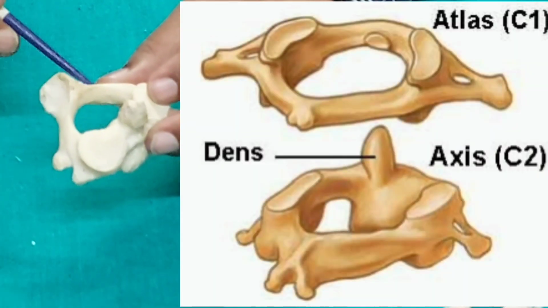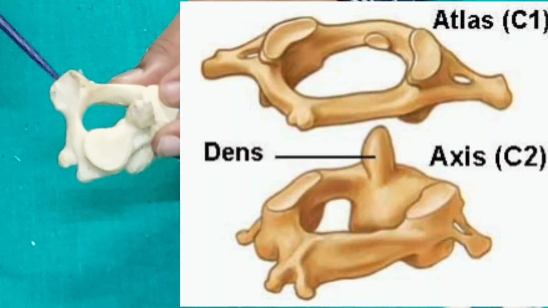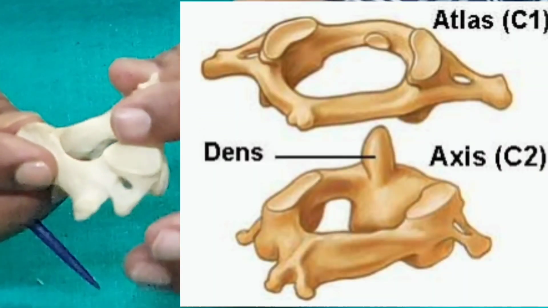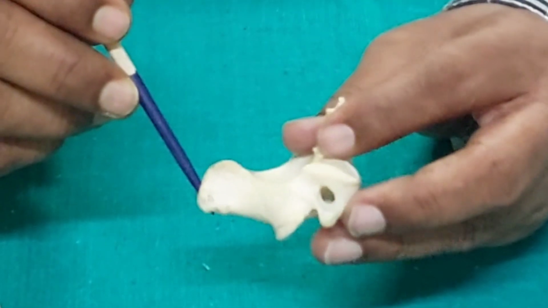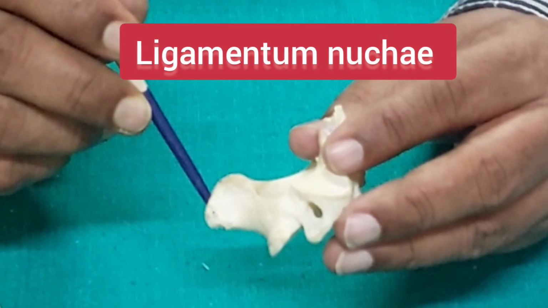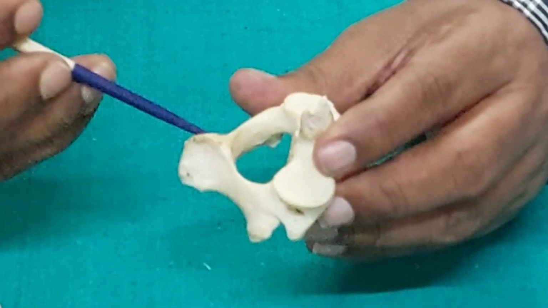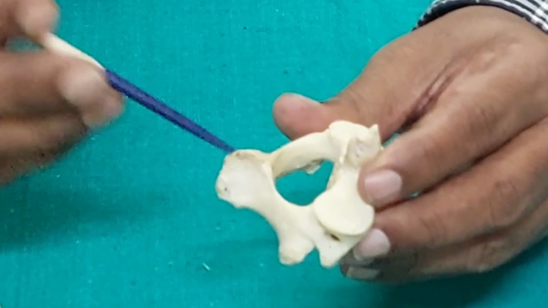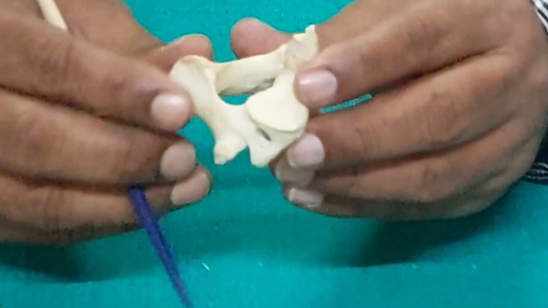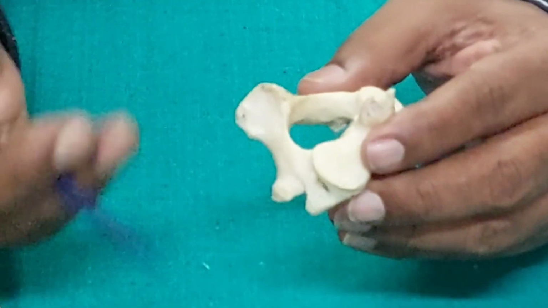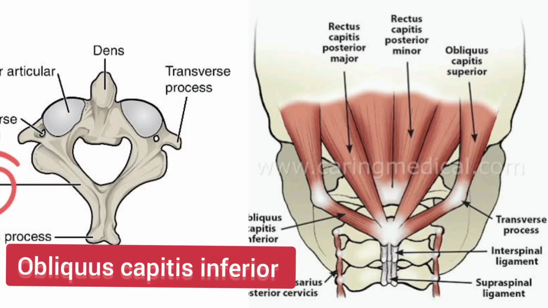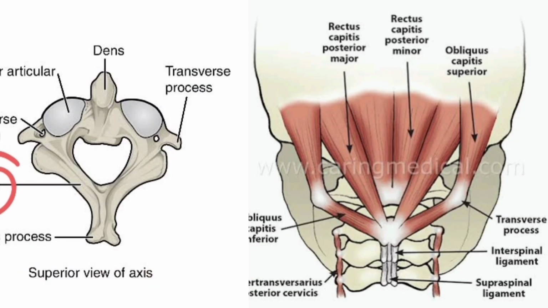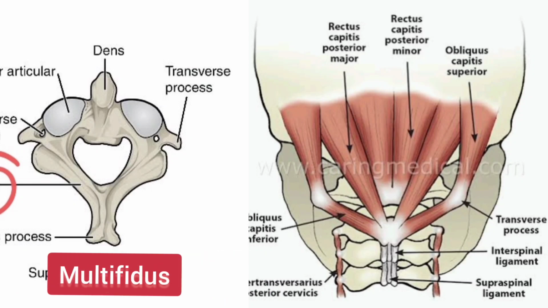You see, this spine is very massive, and also it is bifid, and it receives the attachment of the ligamentum nuchae. In the spine, here there are attachments of 5 pairs of muscles, so it is massive, and the muscles are rectus capitis posterior major, obliquus capitis inferior, semispinalis cervicis, multifidus and rotators.